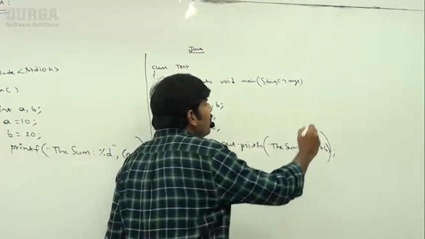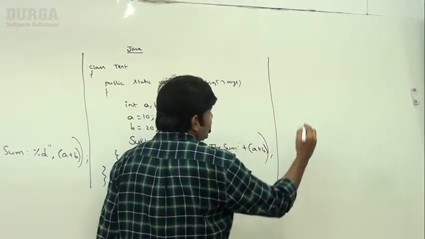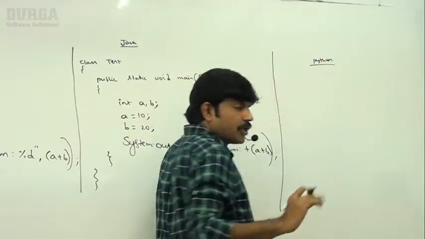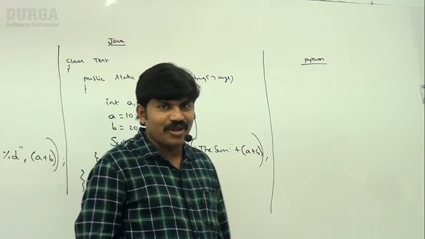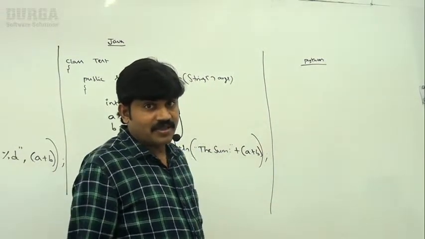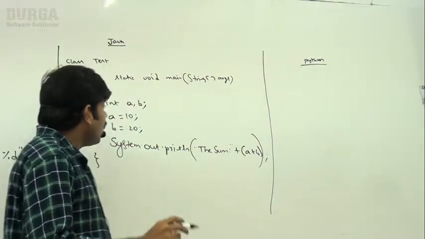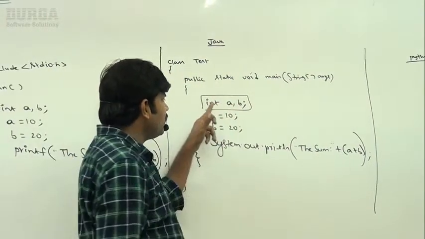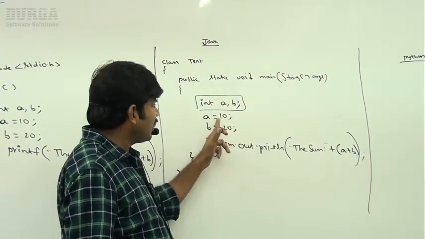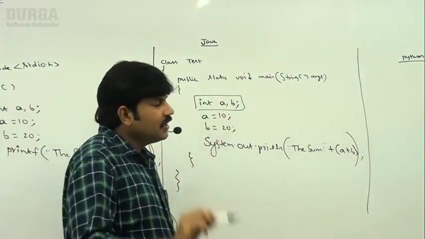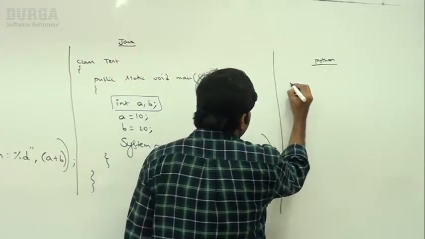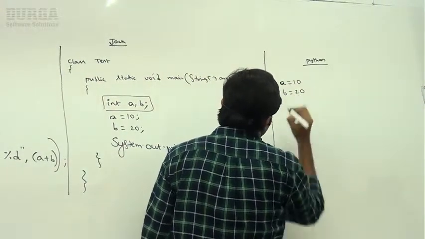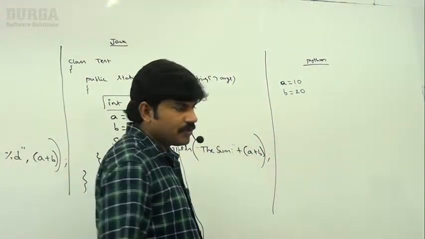But if it is Python, our hero is coming, sir. Python, can you please spell out how many lines of code I have to write? Listen very carefully, sir. Have you observed the first line we wrote? int a, b and then a is equal to 10, b is equal to 20. Declare. Here in Python, I am taking a is equal to 10, b is equal to 20.